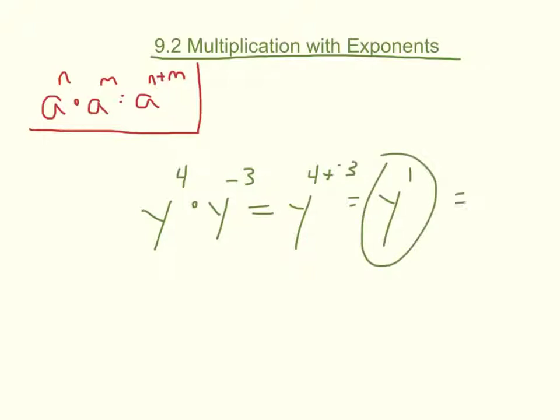But we can simplify that. We usually don't write the 1. It's kind of understood. So you treat them just like regular integers. You add them, boom, boom. Gives me 1.